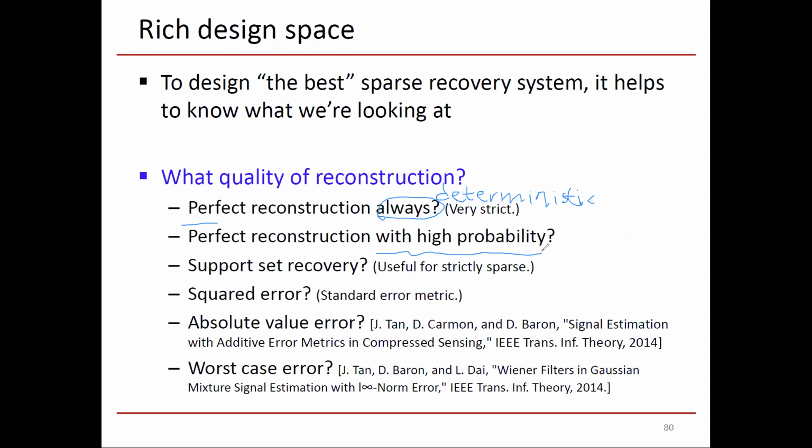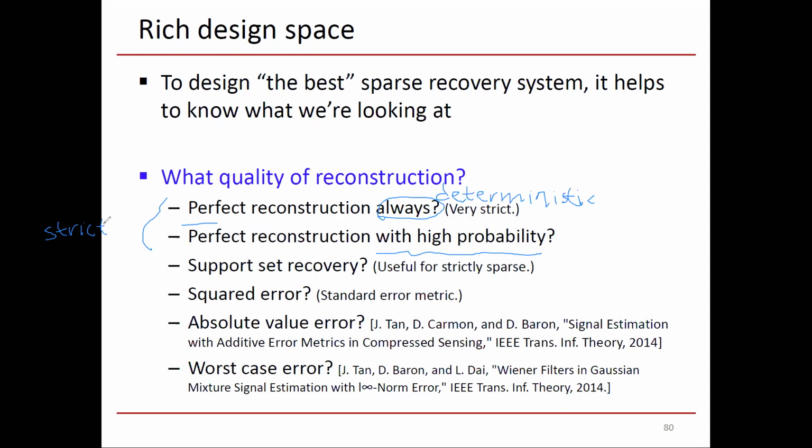High might mean 0.99 or higher, but high, sufficiently high probability. This is not as strict as always. So perfect reconstruction. These are both quite strict. But what if instead of perfect reconstruction, let's realize that when we have, let's say, noisy measurements, it'll be very hard to do perfect reconstruction because occasionally we'll just have bad luck with the noise.